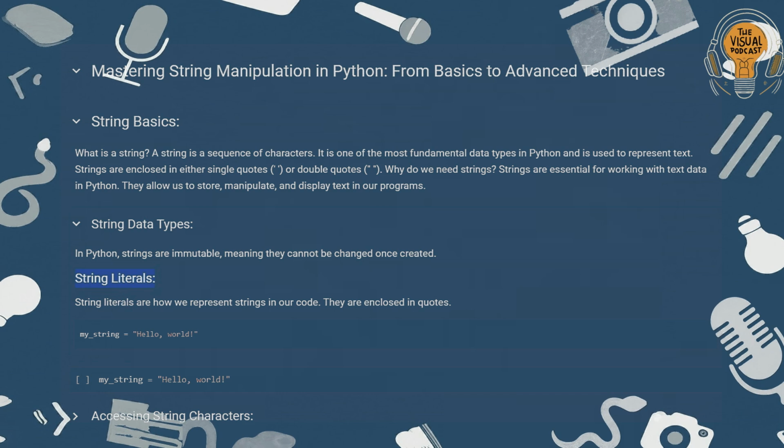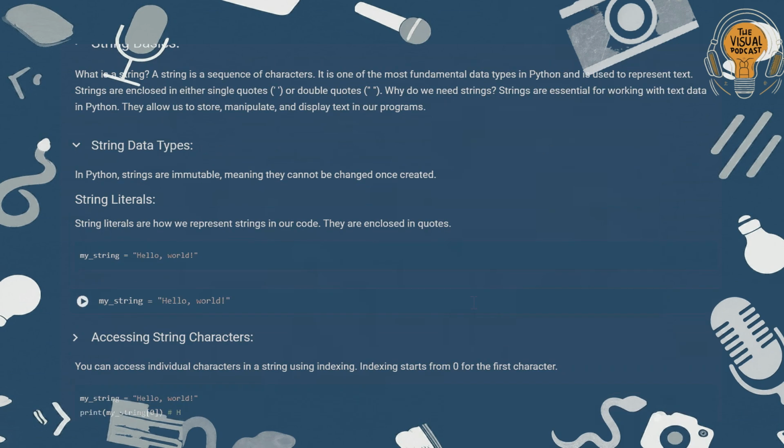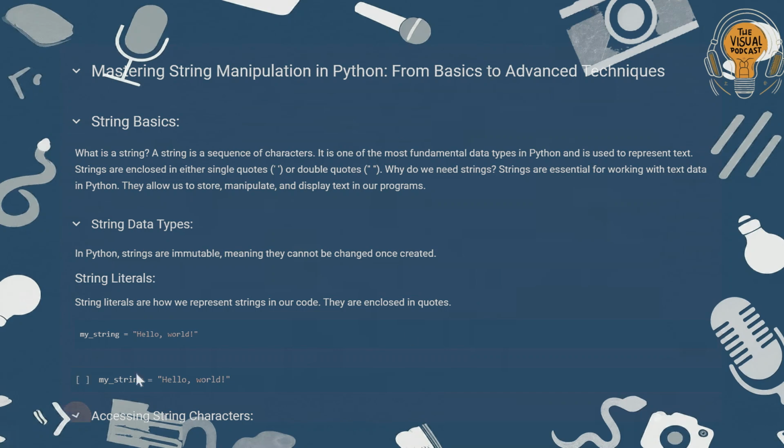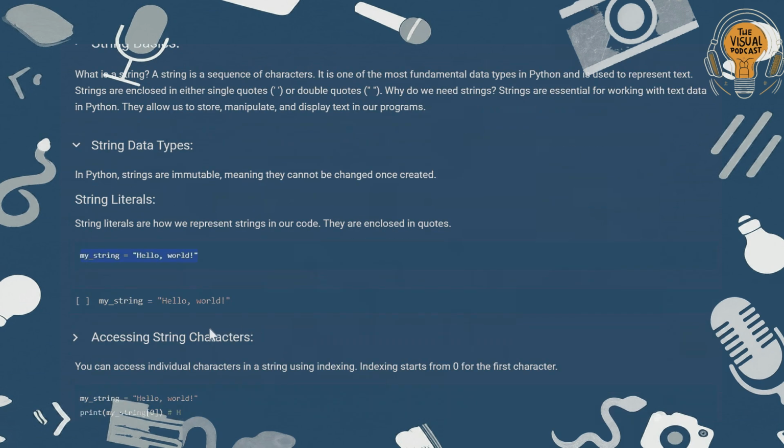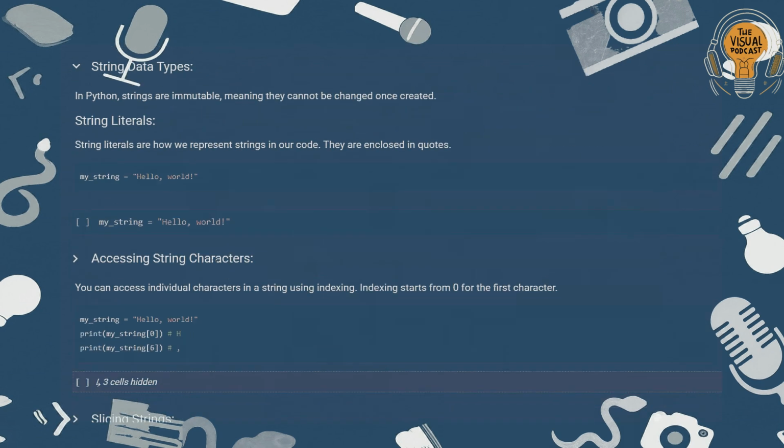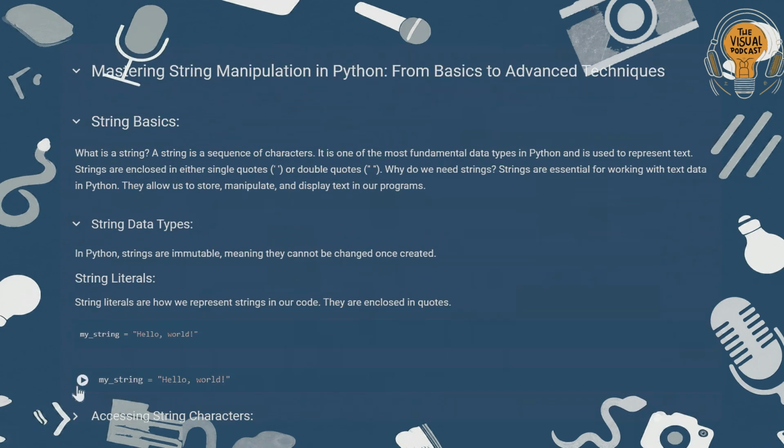Now, let's talk about string literals. String literals are how we represent strings in our code. That's right. So for example, a line, my_string = "Hello, World!" is a string literal. It represents the string Hello World in our code.